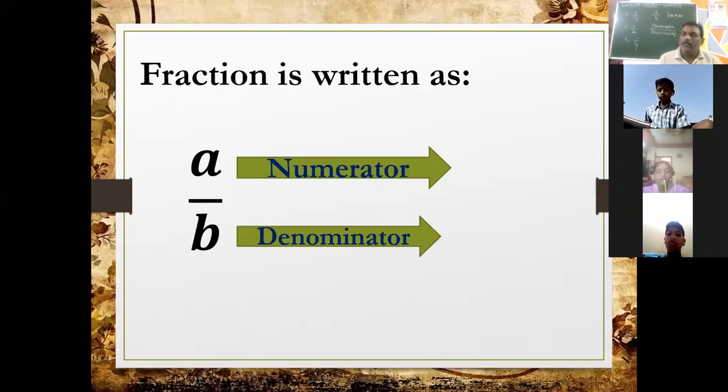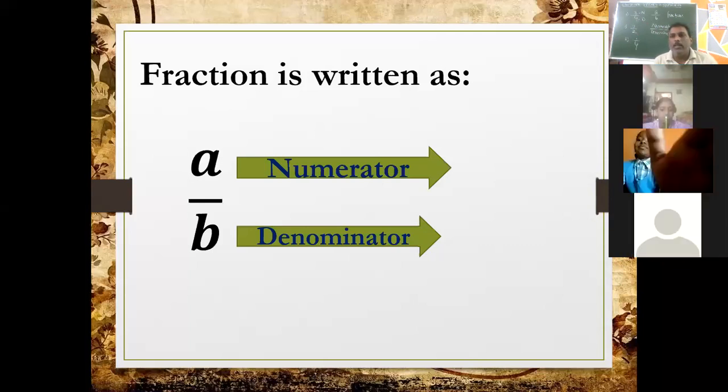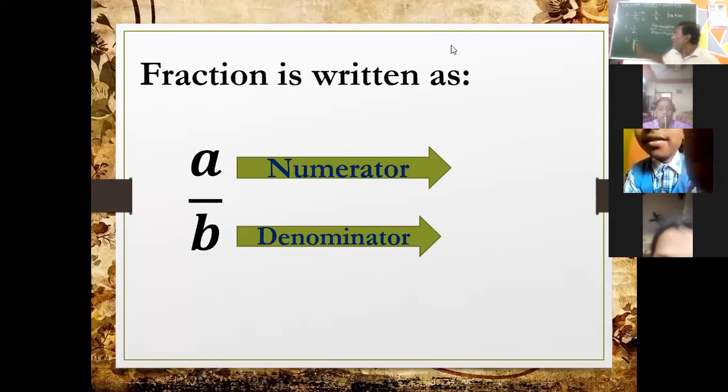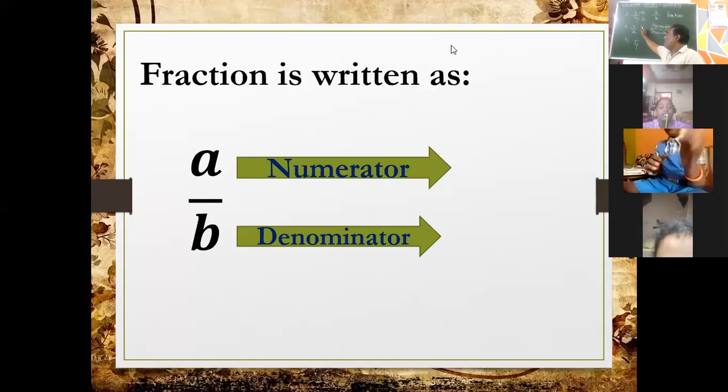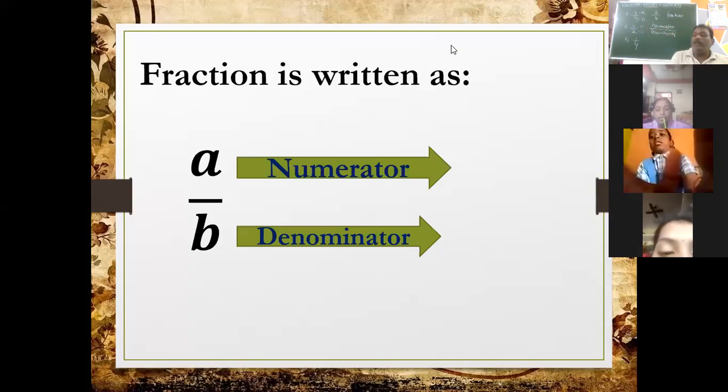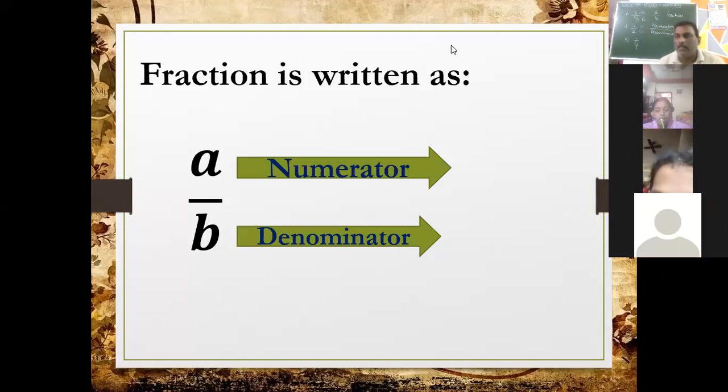3, sir. 3 is the numerator. In 3 by 4, 3 is the numerator, 4 is the denominator. What about the second one, 7 by 2? In 7 by 2, what is the numerator? 7 is the numerator, 2 is the denominator.